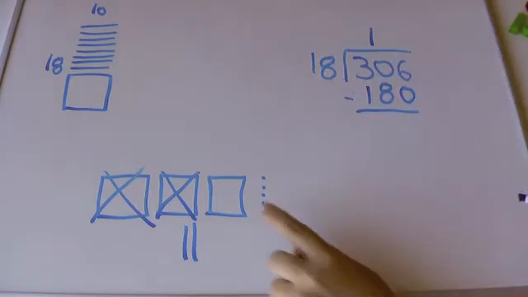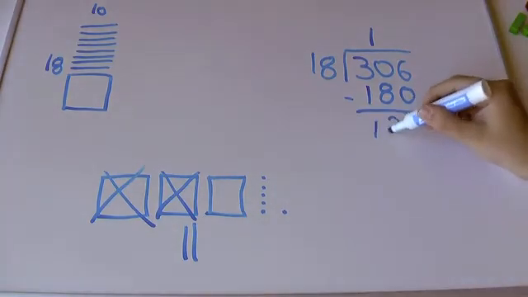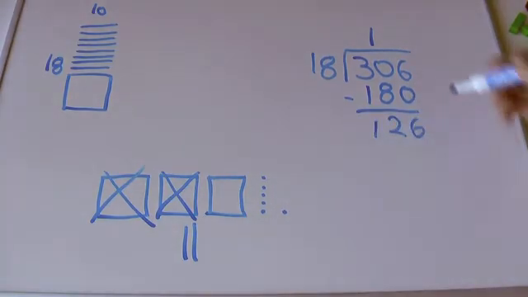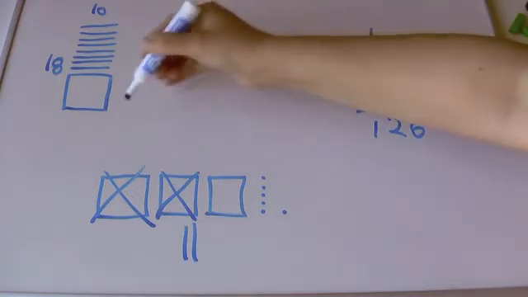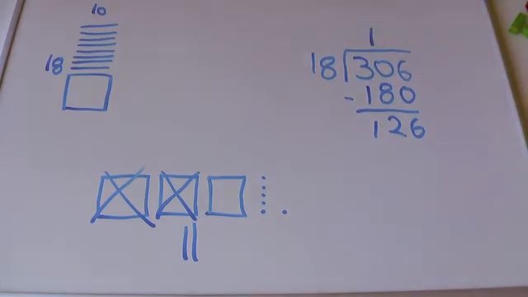And what do I have left? 126. 126, or you could subtract the traditional way from right to left there. Okay, so 126, and I need to make that into a rectangle with 18 on one side, and I have to go across the other side a certain amount that I don't know yet.